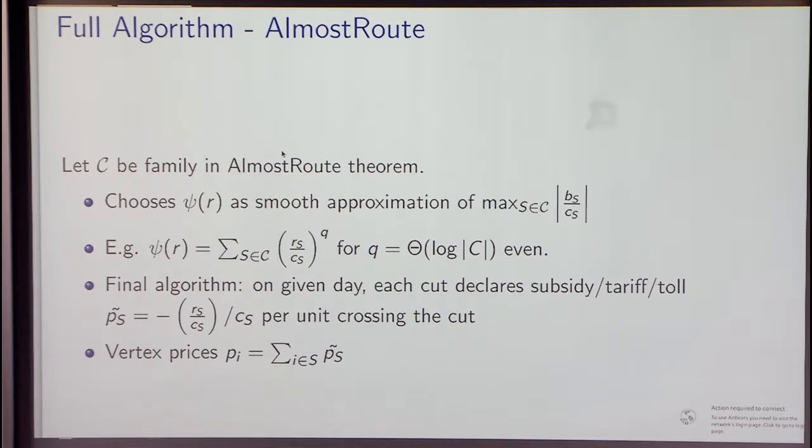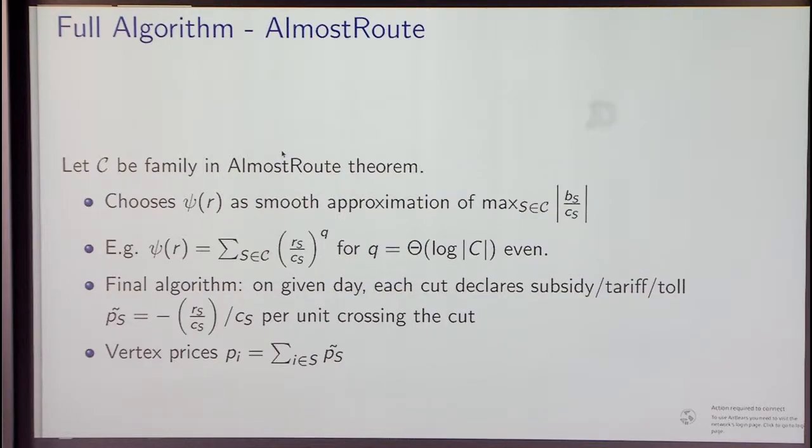And here for each cut, you mean each cut in the family? Approximator, right? Yeah, right. So the function is the sum over all cuts in the family of this function, this Q norm of that.